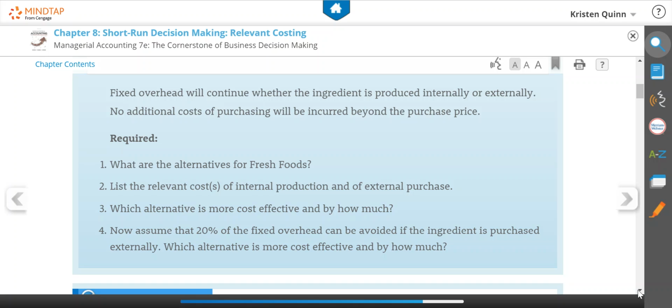And then in part 4, it says to now assume that 20% of the fixed overhead can be avoided if the ingredient is purchased externally. Which alternative is more cost effective and by how much?